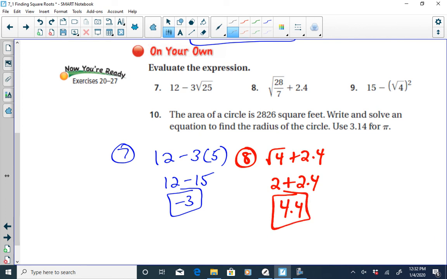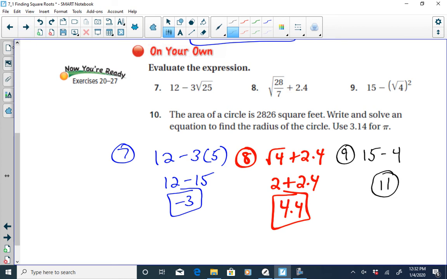And then our last example, number 9, we have the square and the square root are opposite operations, so they're going to cancel each other out. So we're left with 15 minus 4, and that's going to be 11.